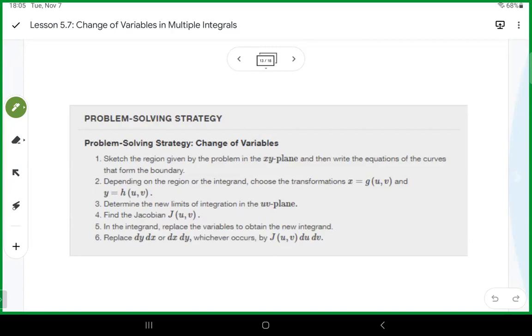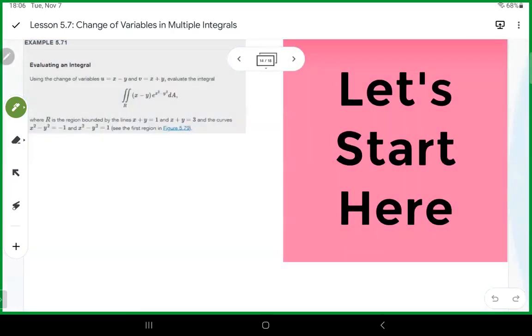Find the Jacobian. In the integrand, replace the variables to obtain the new integrand, and then replace dy dx or dx dy, whichever occurs, by the Jacobian, and then du dv. Okay, so you follow those steps each time, and you're going to end up with the right answer, as long as you do your work.